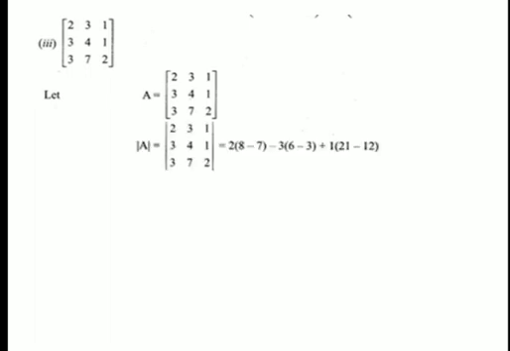Third question: let A equal to the given matrix, which you take and write. You find the modulus value is 2, so it is not equal to 0. So A inverse exists. Now A inverse equals 1 by modulus A times adjoint of A. Next, you find the adjoint of A. After that, A inverse equals 1 by 2 times adjoint of A.